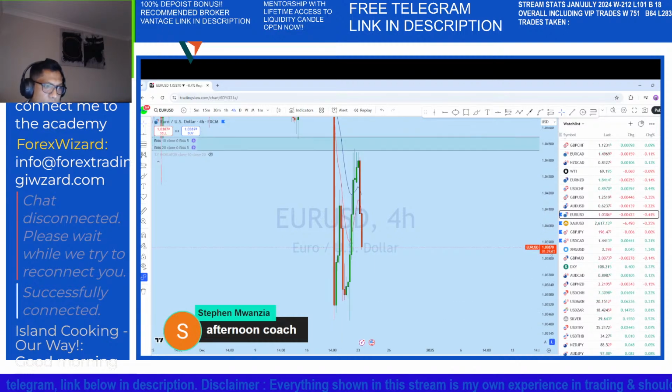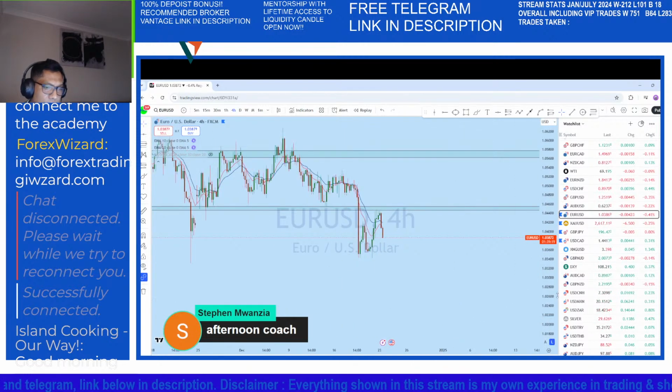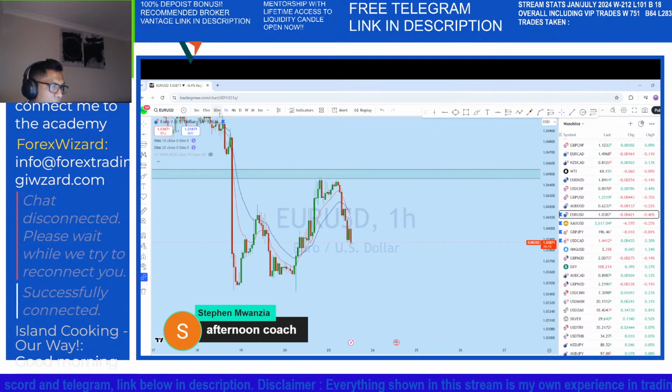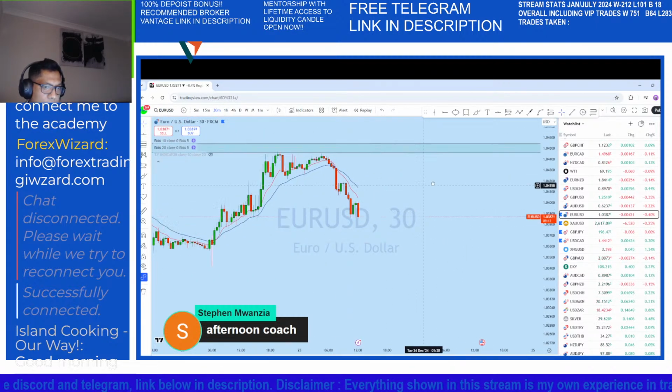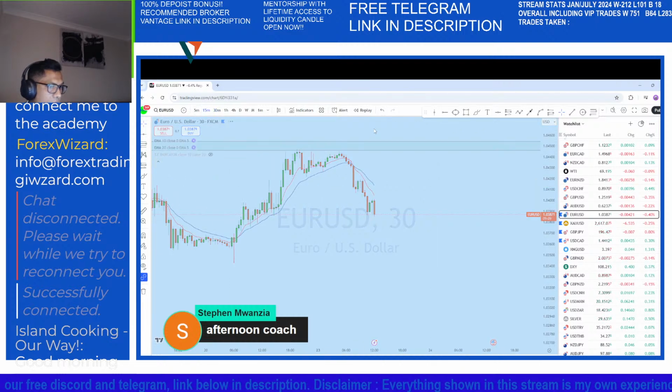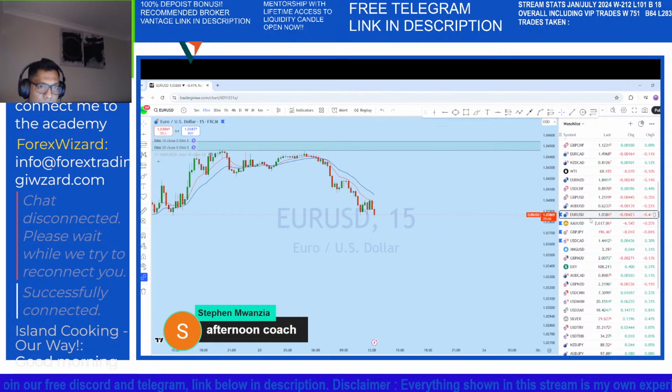On the 4 hour, we can see the market downside in a strong bearish pressure. Euro dollar, including the dollar CAD, keep pushing high.